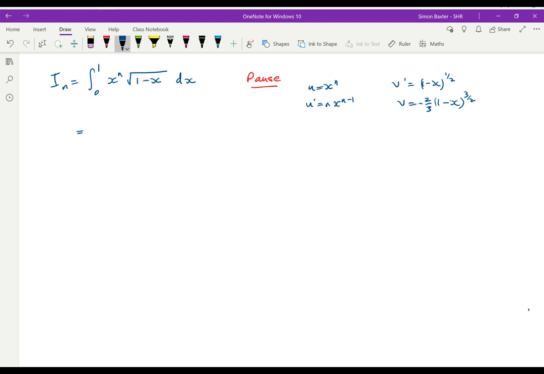This is equal to uv, minus 2 over 3 times x to the n, (1 minus x) to the 3 over 2. There's uv. A lot of people don't bother about the limits. They're a bit silly if they don't. Minus the integral of v, which is minus 2/3, (1 minus x) to the 3 over 2 times n x to the n minus 1.